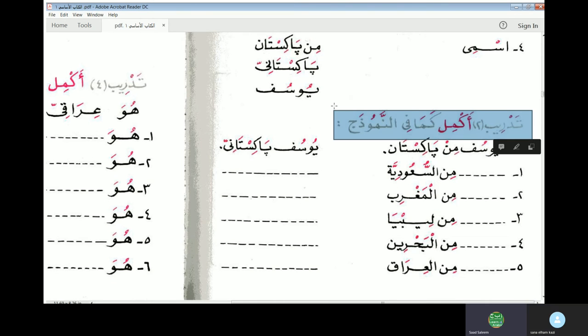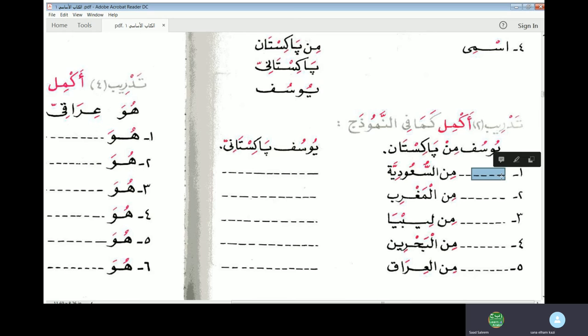تدريب الثاني. أكمل كما في النموذج, complete like in the example. يوسف من باكستان, Yusuf is from Pakistan. يوسف باكستاني, Yusuf is Pakistani. أحمد من السعودية, Ahmad is from Saudi. أحمد سعودي, Ahmad is Saudi. سمير من المغرب, Samir is from Morocco. سمير المغربي, Samir is Moroccan.